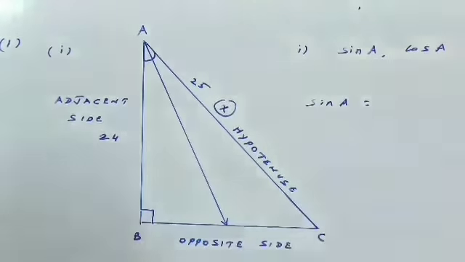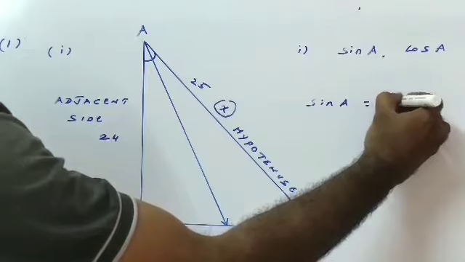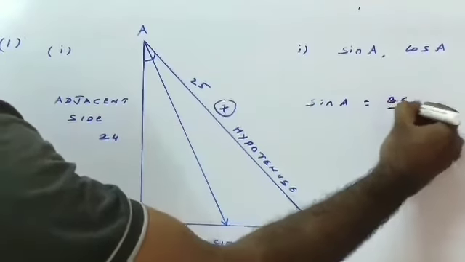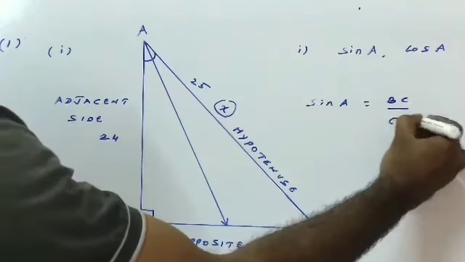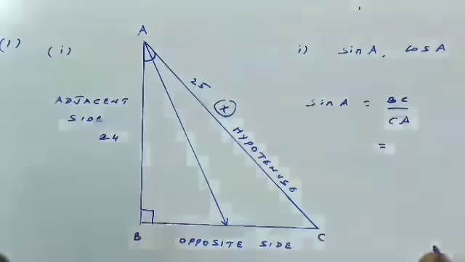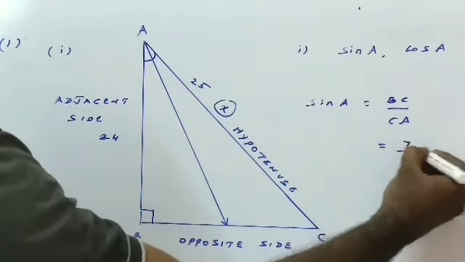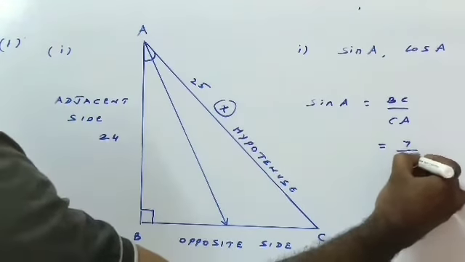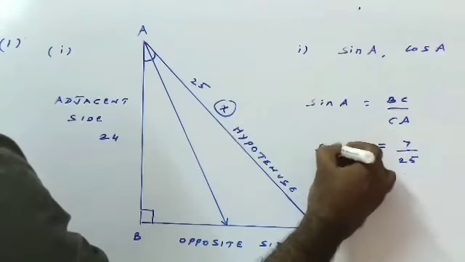We know that sin theta equal to opposite side by hypotenuse. Here opposite side is BC, that is 7. First write opposite side, that is BC, by hypotenuse side, that is CA. So for BC write 7, CA write 25. So this is the answer of sin A.